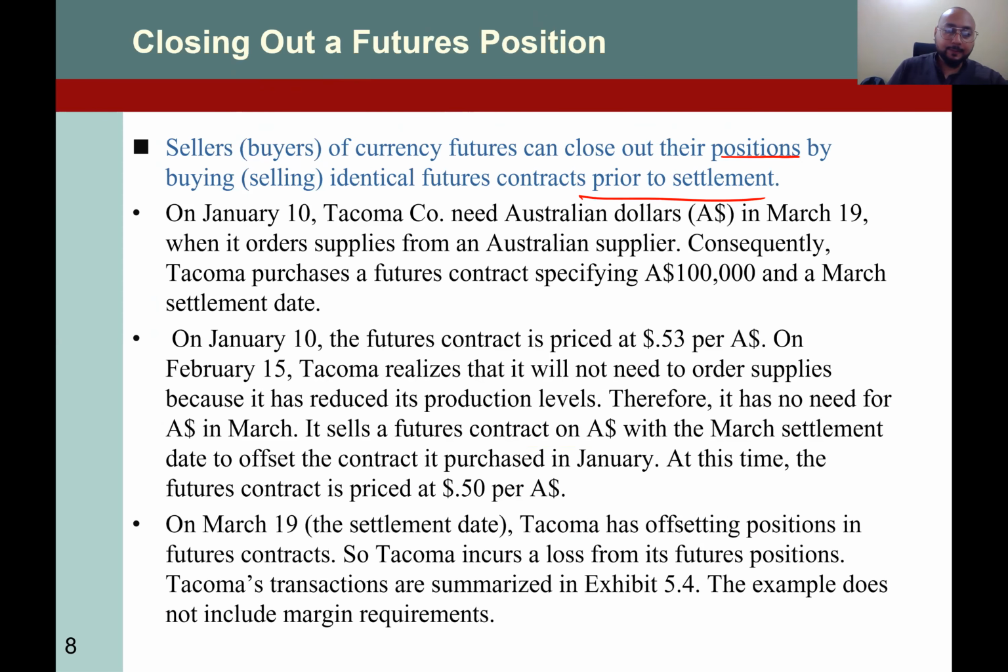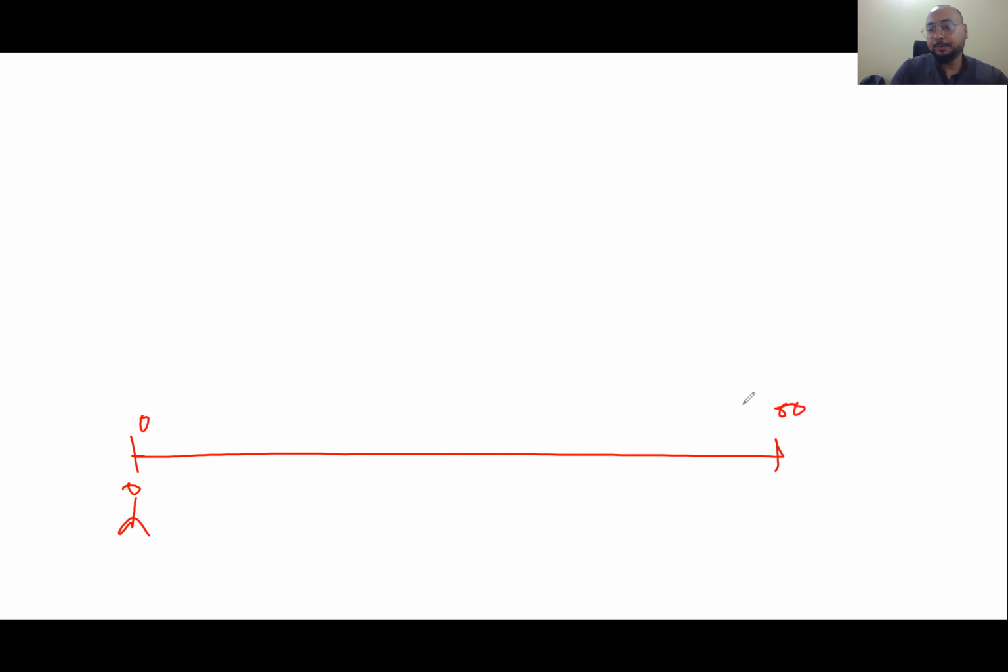So let me just give you the idea here, on the whiteboard. For example, you enter into a contract for 60 days and you said that you are going to buy Canadian dollar. And of course, there's going to be a rate and reference point as well.